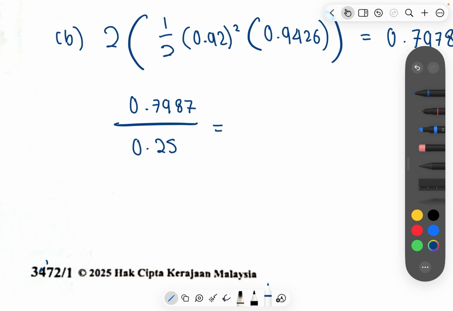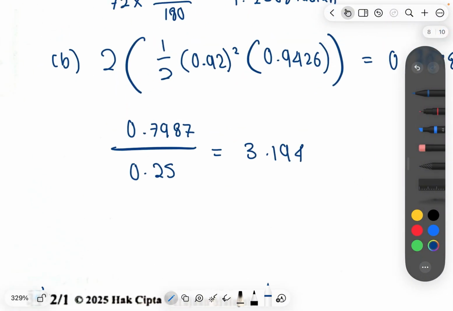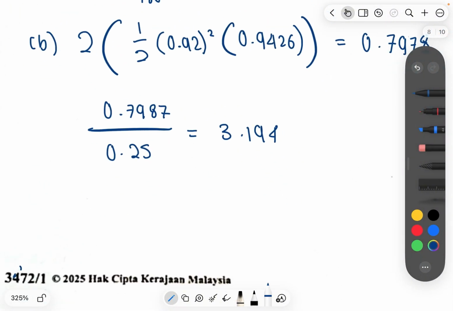0.7987 over 0.25 is equal to 3.194. Because they only sell in whole, they want to sell the tube paint in full, meaning they don't want it to be half, they want it to be full. So to be safe, use 4 tubes. So take 4 and times it with 6, so you get 24. Okay.